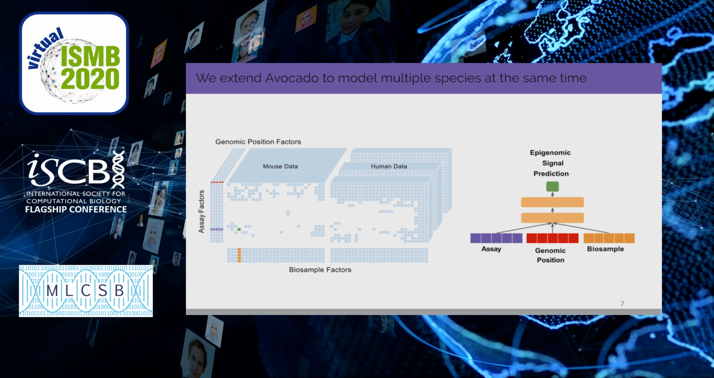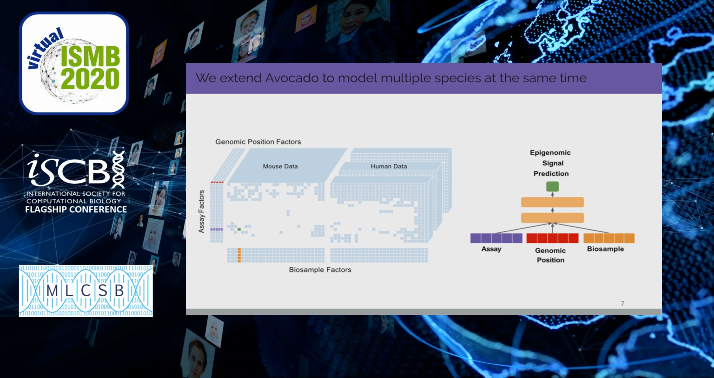After mapping this data over from humans using the genome alignments, the resulting model has a biosample axis that contains the union of mouse and human biosamples. It has an assay axis that contains the union of assays performed in mouse and assays performed in human, but the genome position and the neural network components are the same as before.